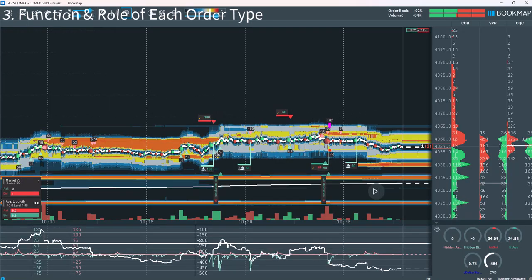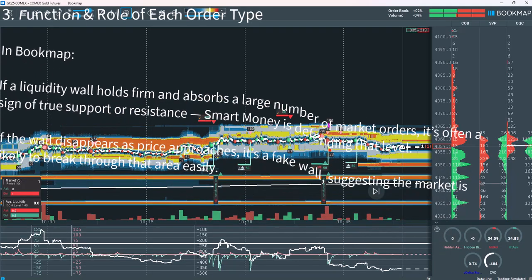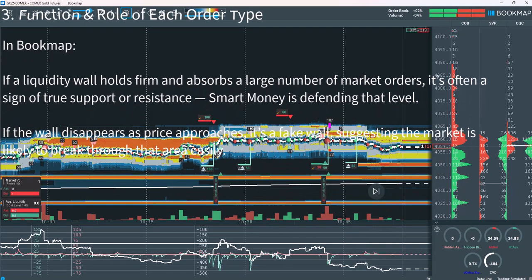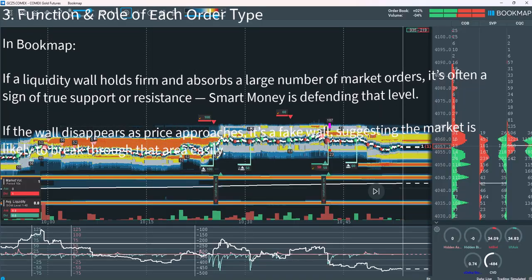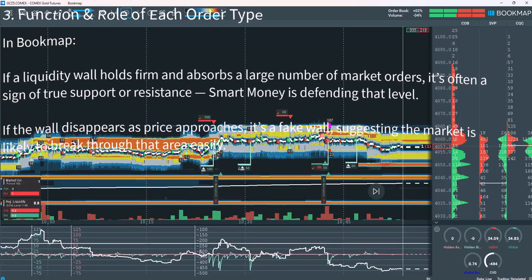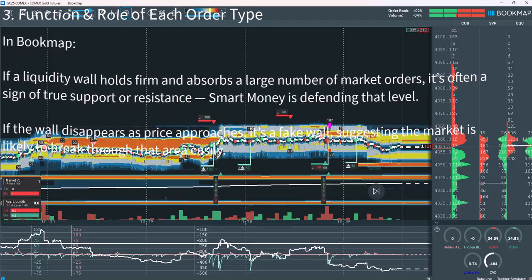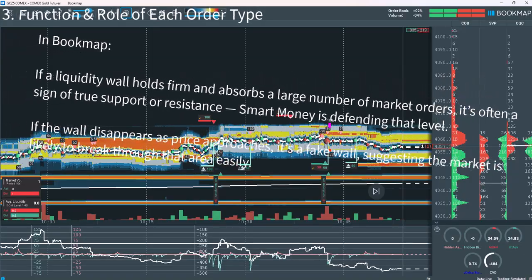In Bookmap, if a liquidity wall holds firm and absorbs a large number of market orders, it's often a sign of true support or resistance. Smart money is defending that level. If the wall disappears as price approaches, it's a fake wall, suggesting the market is likely to break through that area easily.